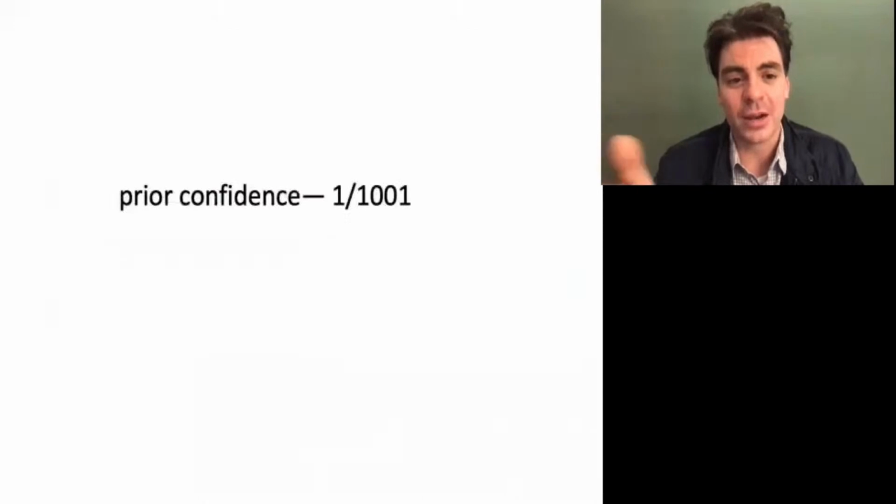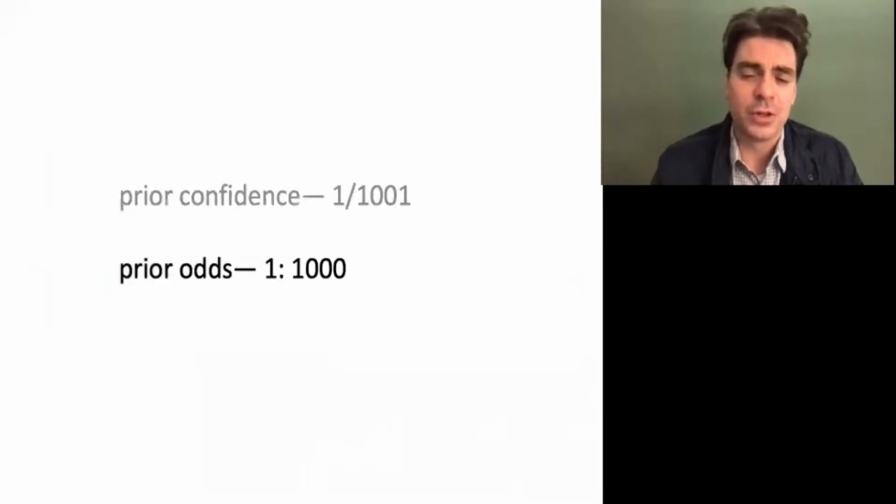All right, but we can look at how we get that. So our prior confidence is 1 in 1,001. Convert that to odds, it's 1 to 1,000. That's convenient.